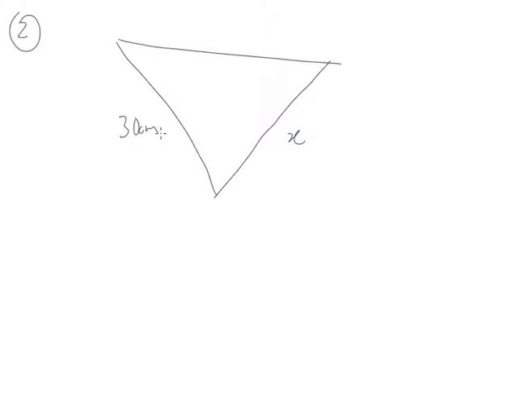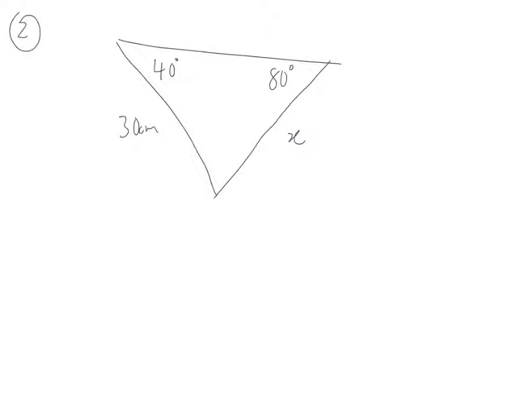So again, we're going to find our unknown. Let's put an x in somewhere. X can go here. This can be 30 centimeters. Angle-wise, this can be 80 degrees, and we'll say this angle will be 40 degrees.